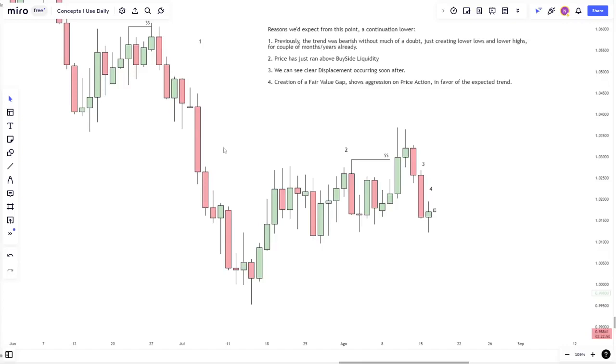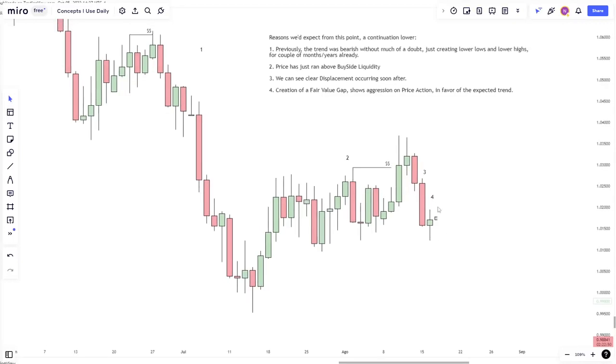There's a daily fair value gap in here, right? It takes buy-side liquidity, starts going aggressively lower, creates a fair value gap, and creates displacement. I have many reasons to believe why price could go lower from this fair value gap, right? First of all, and maybe even from the one that was created here. So let's look at this example.